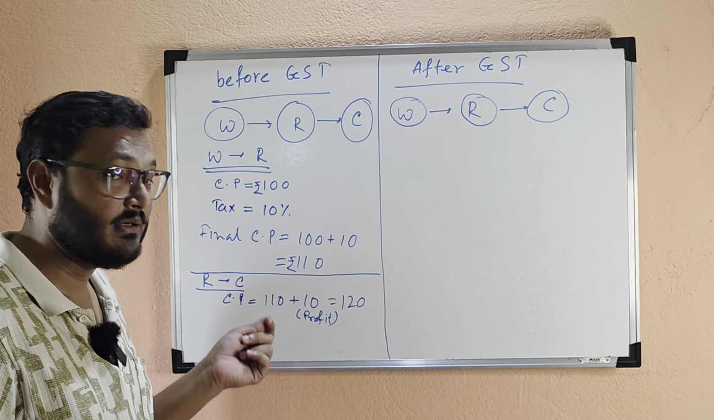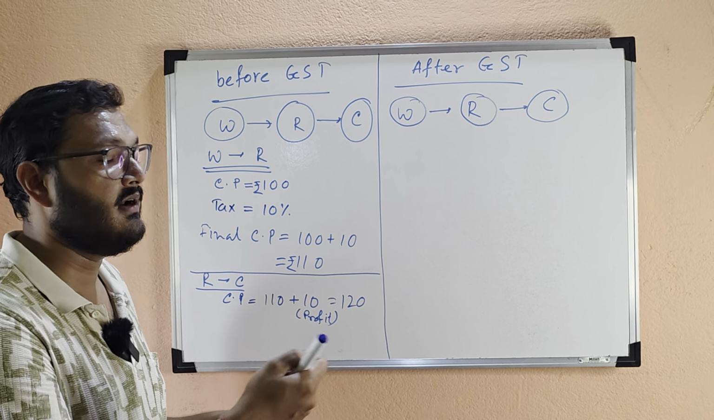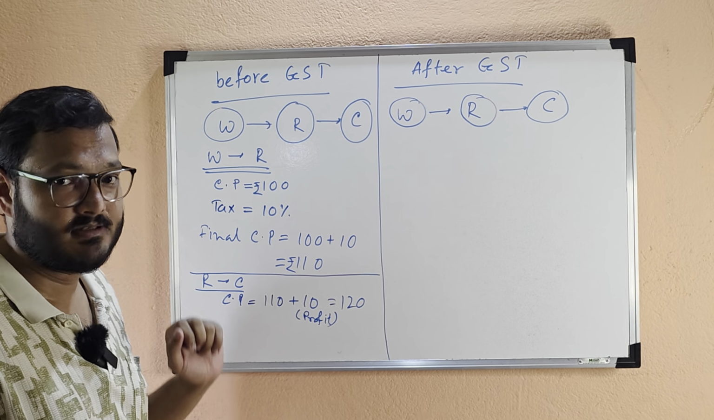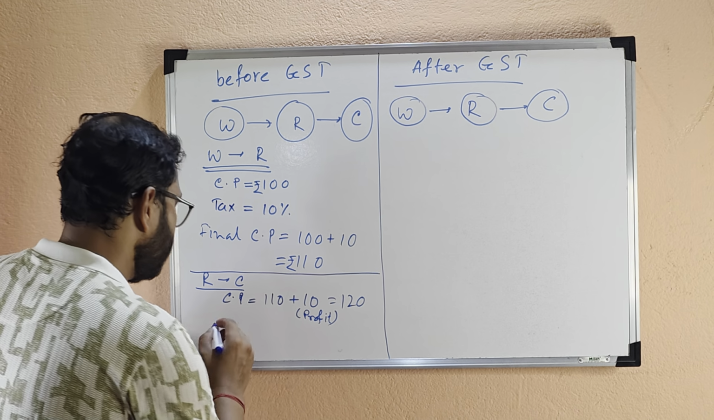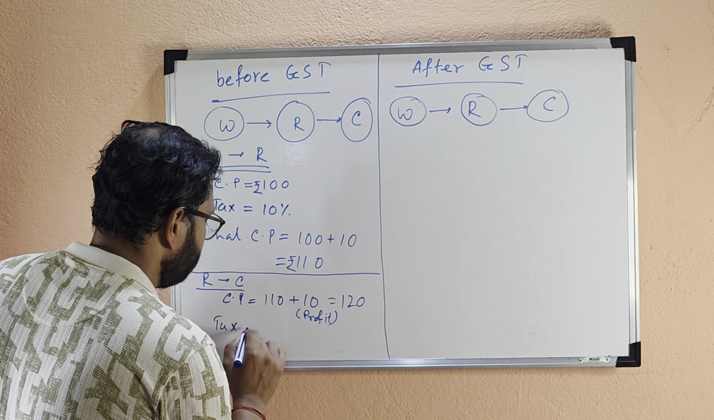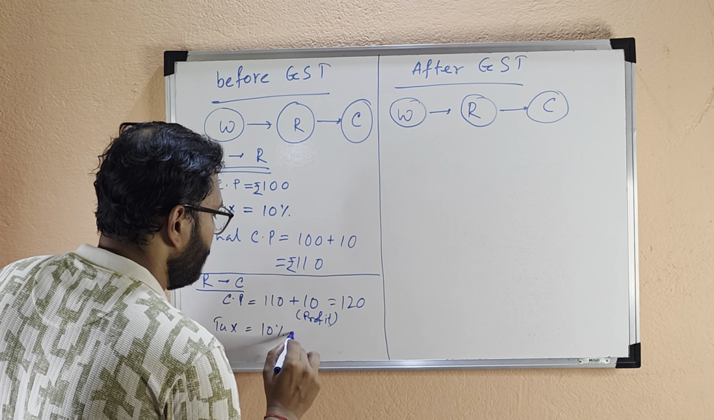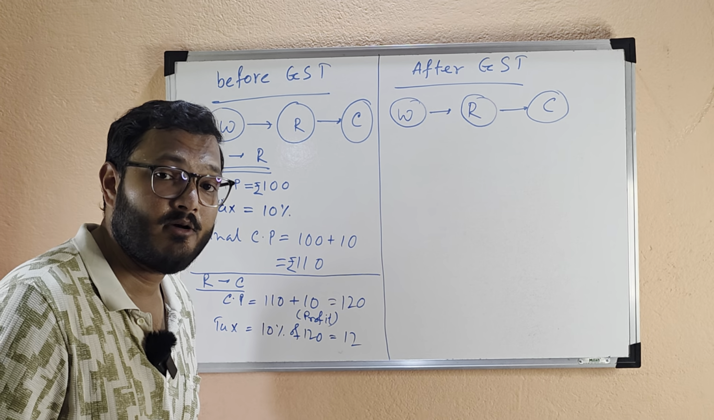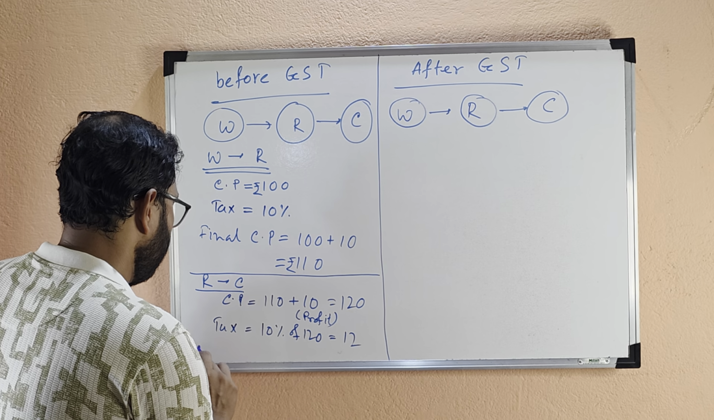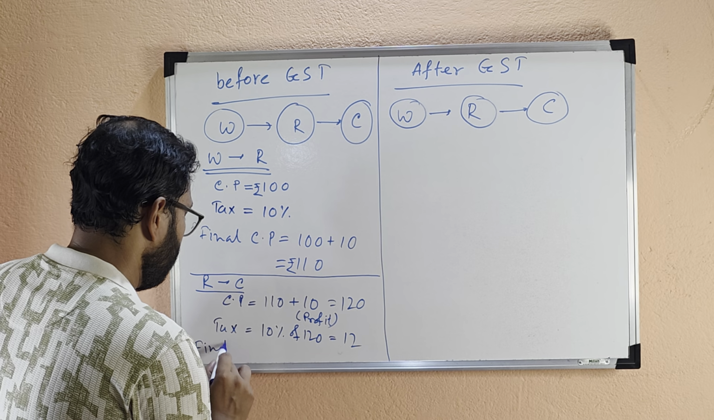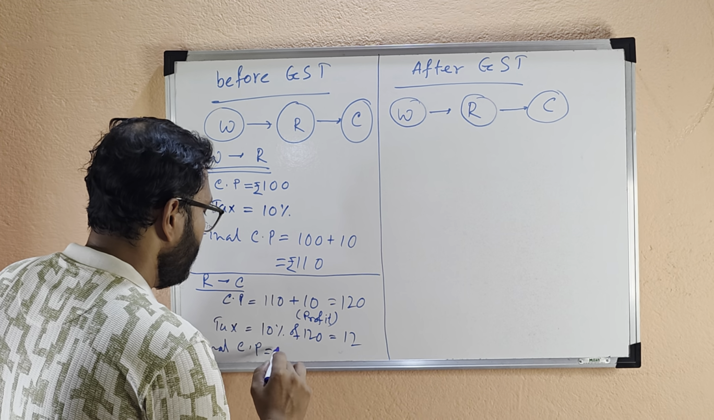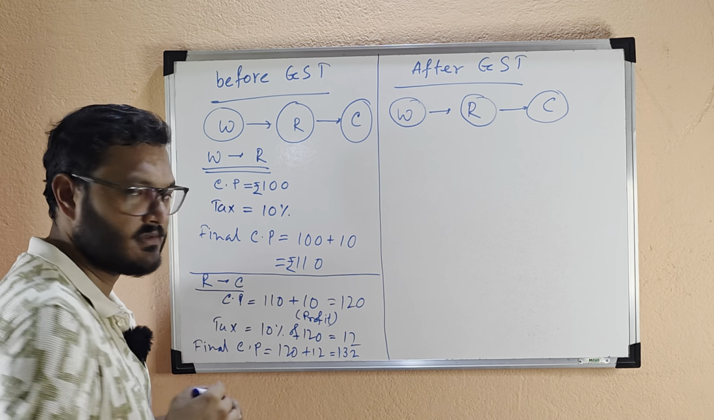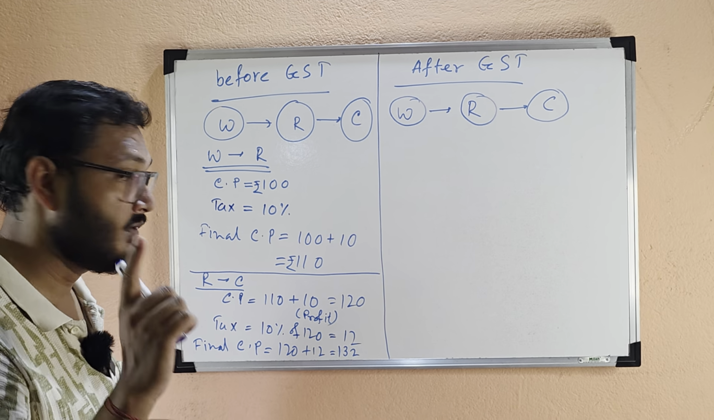So even now, when you paid 120, he told no, you give me 10% of 120 because there is tax, 10% tax. So I am the consumer, I have to pay tax equal to 10% of 120. So 12 rupees. So finally I paid how much? I paid the final CP for me, 120 plus 12, 132 rupees. Look at here.